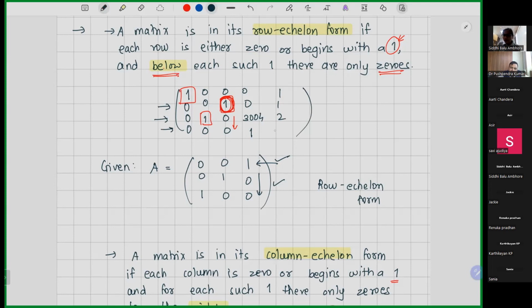And here I can have maybe 1, 1, 2 in the last row. Then 1 is also here, but this is not a leading one. This is not the first one of my row. The leading one will be the first one, these red ones are the only first ones. And below that, everything is 0, so I am okay. So I don't care what is happening here. Okay?